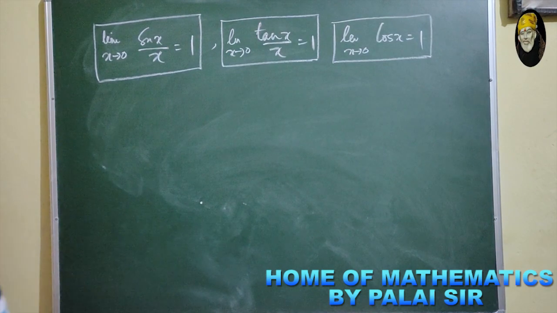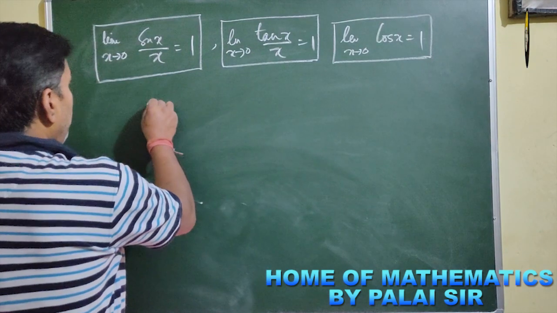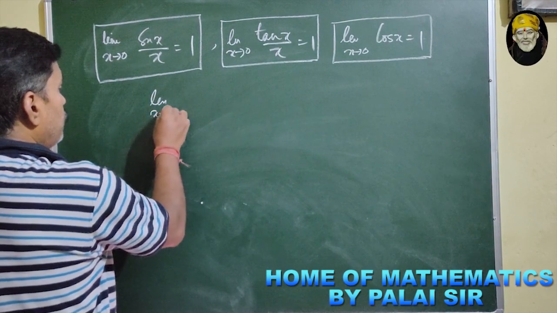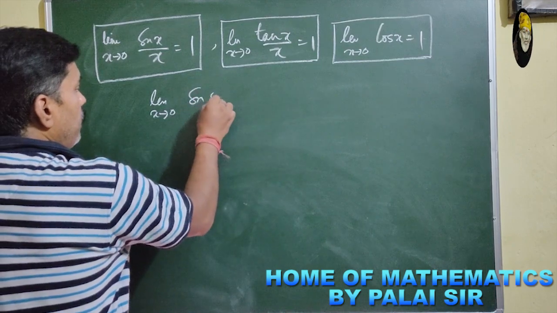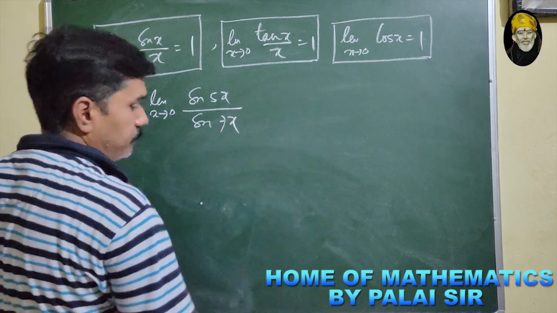Now you are going to see its application. So for that we are going to solve some problems. Suppose here limit x tends to 0 sin 5x by sin 7x is there.